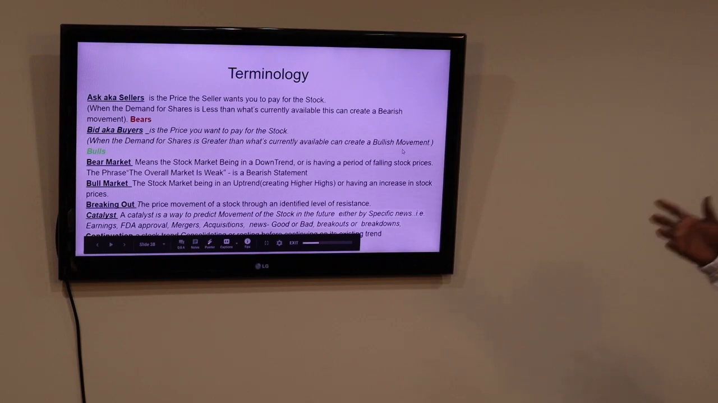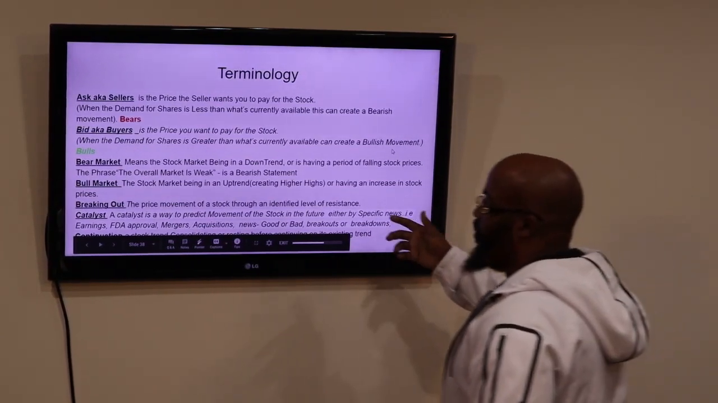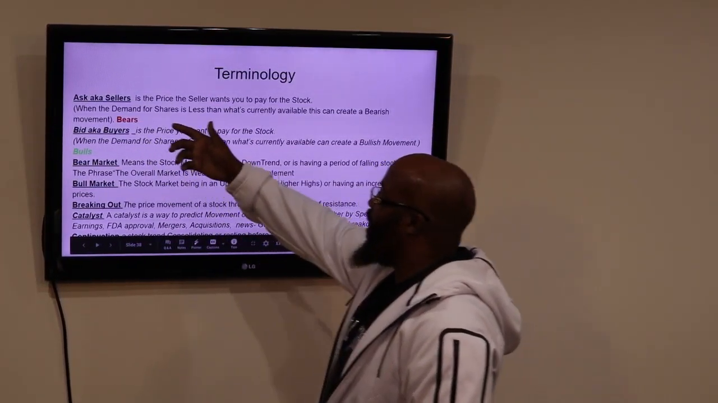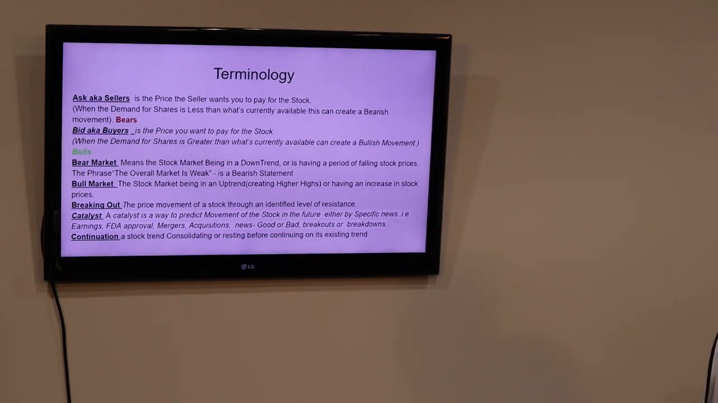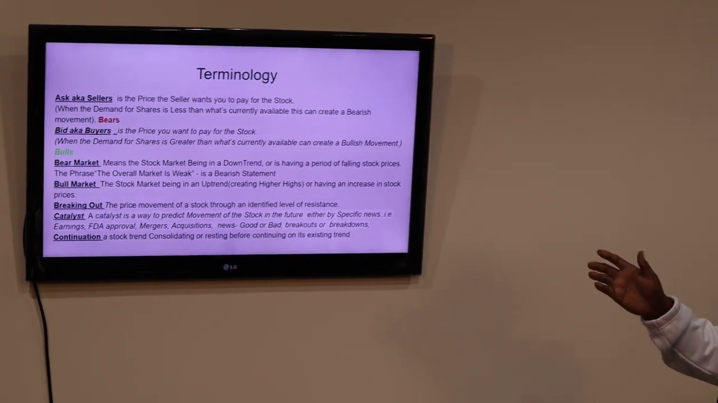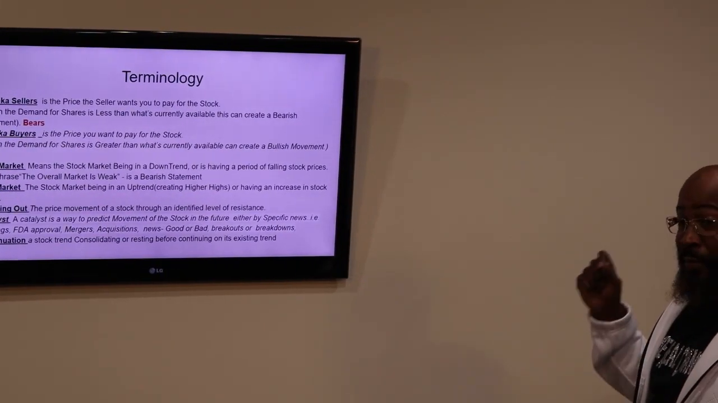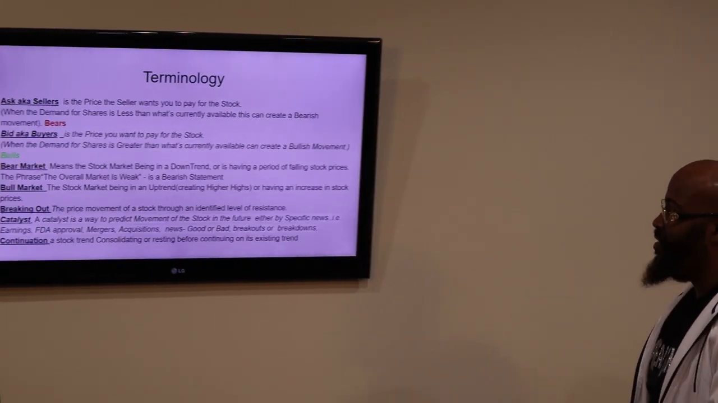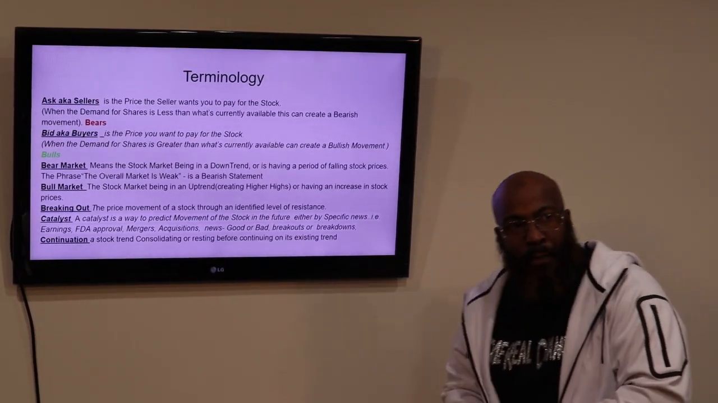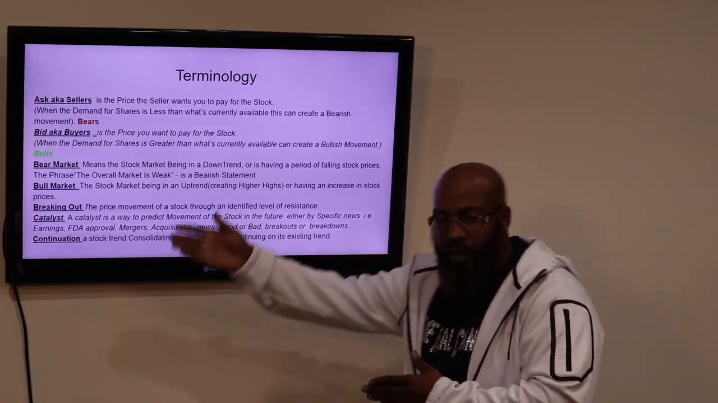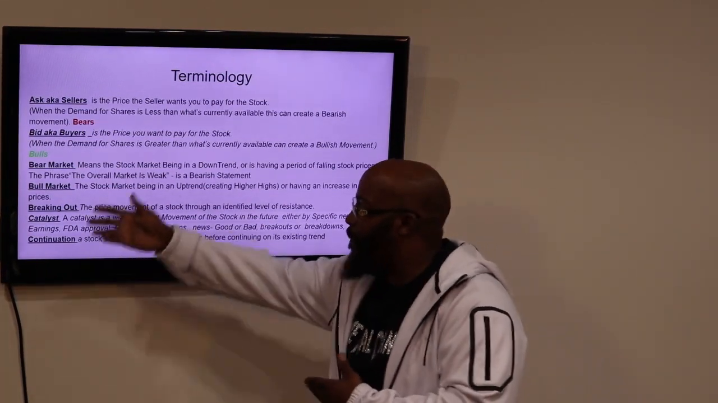Again, sellers. This is the price that the seller wants you to pay for a stock. That's why he's called a seller. When the demand for shares is less than what's currently available, this creates a downward move, a bearish move. So sellers are connected to bears.